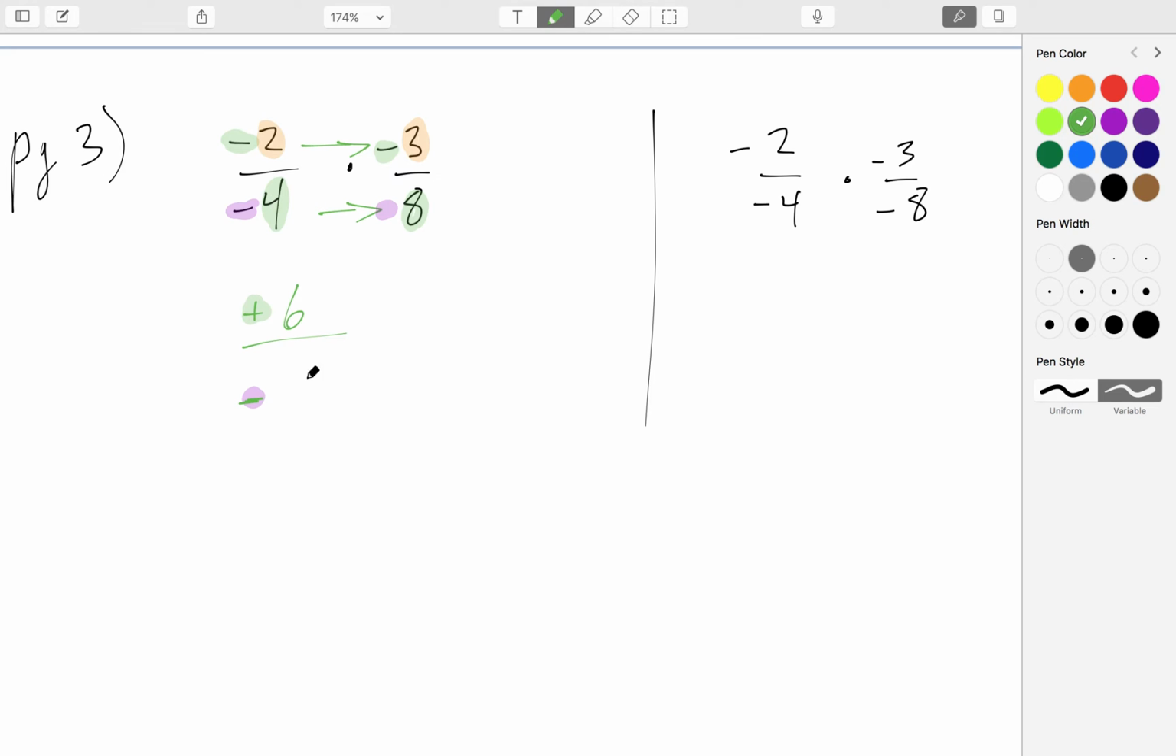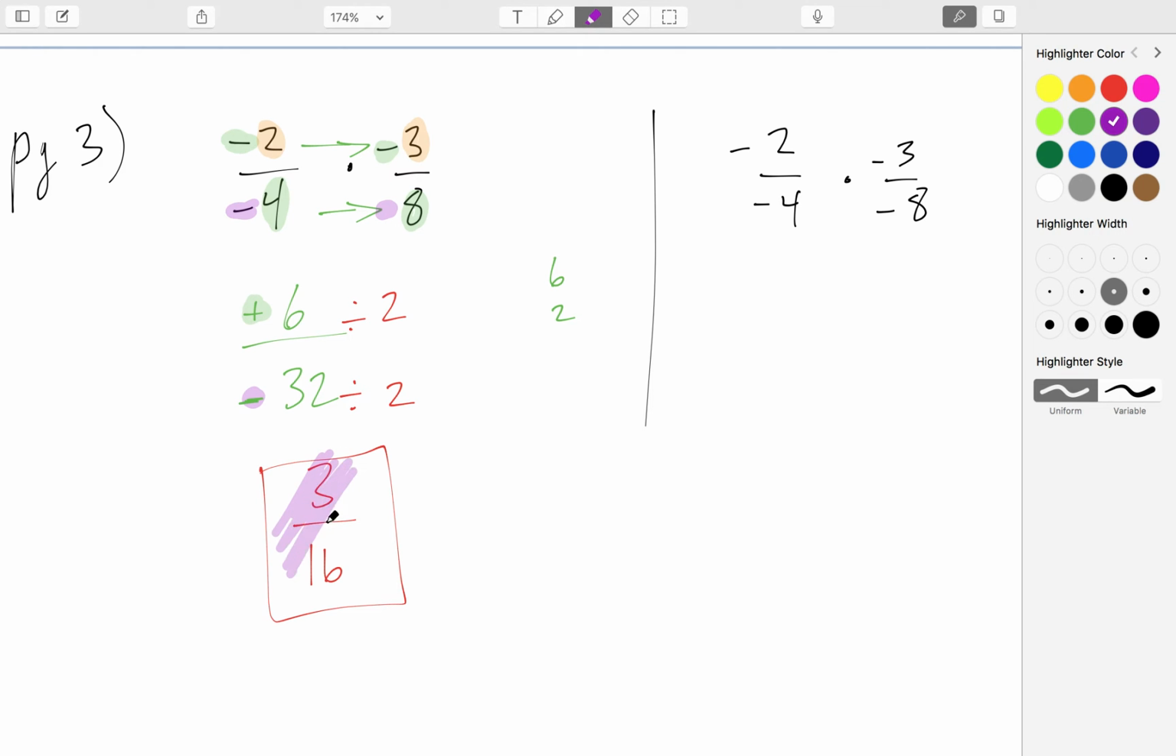And what is 4 times 8? 32. Ends in a 6 and a 2. Are they even numbers? Yes. So we can divide by, what do you think? If they're even, we can divide by 2. So we can reduce it. 2 goes into 6 how many times? 3. 2 goes into 32 how many times? 16. Okay. And highlight your answer and copy this down.